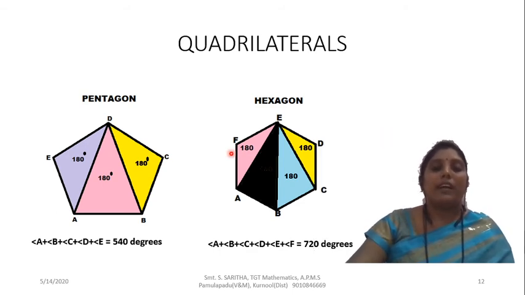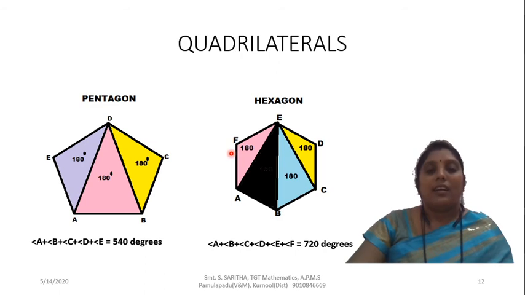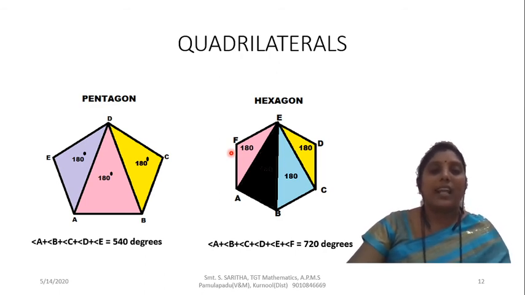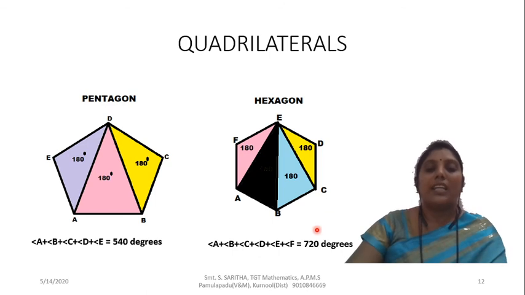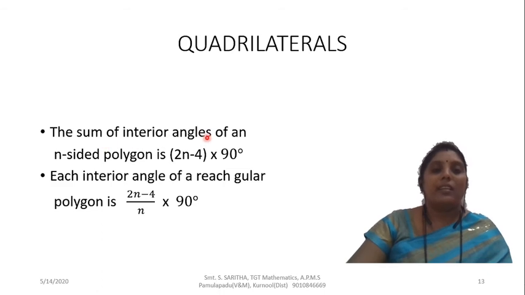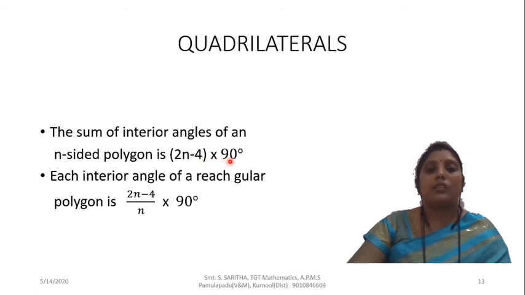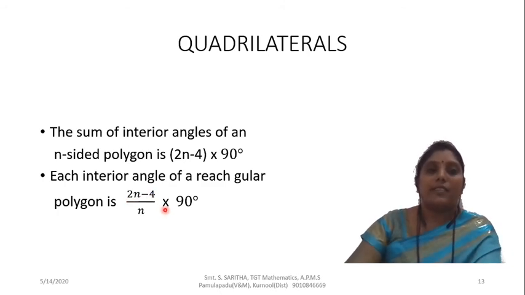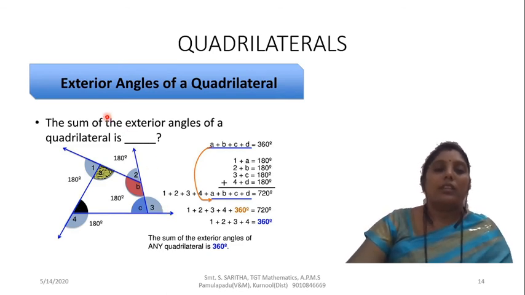Like this, you can find out for septagon, octagon, nonagon, decagon, like that. You can find out the sum of the interior angles in any n-sided polygon. We'll get here, the sum of the interior angles in an n-sided polygon is (2n minus 4) into 90 degrees, or (2n minus 4) right angles. Since it has n sides, each interior angle of a regular polygon is (2n minus 4) by n into 90 degrees.